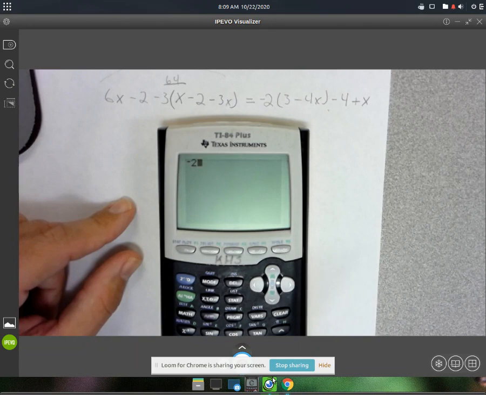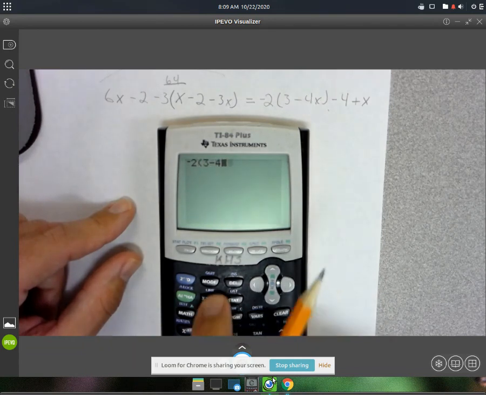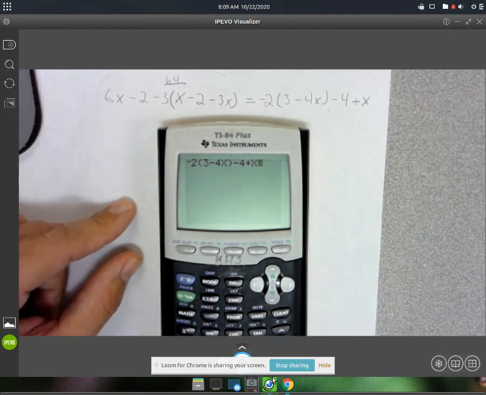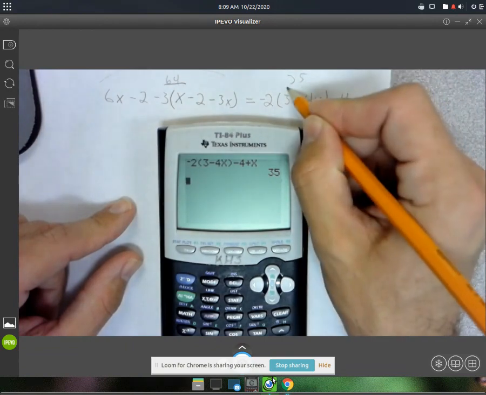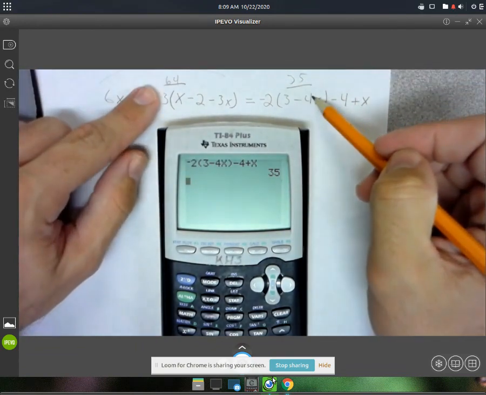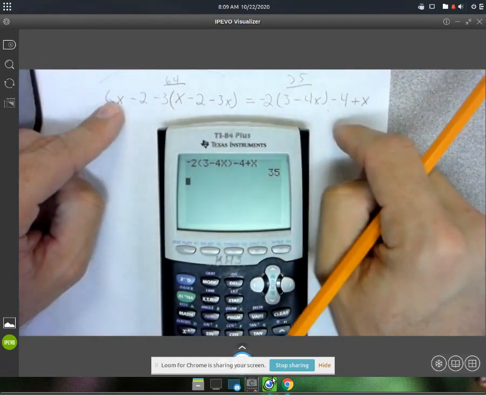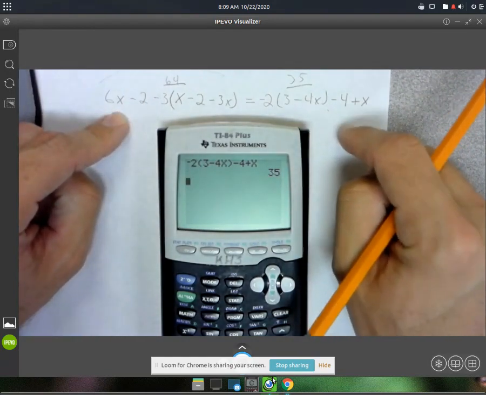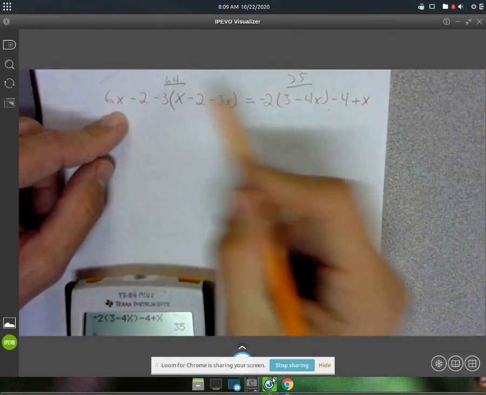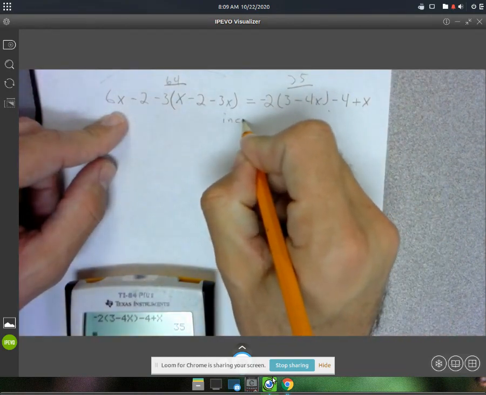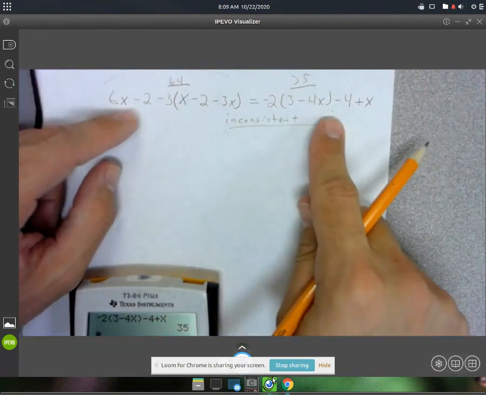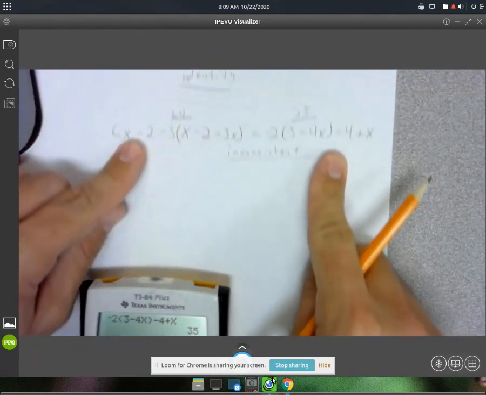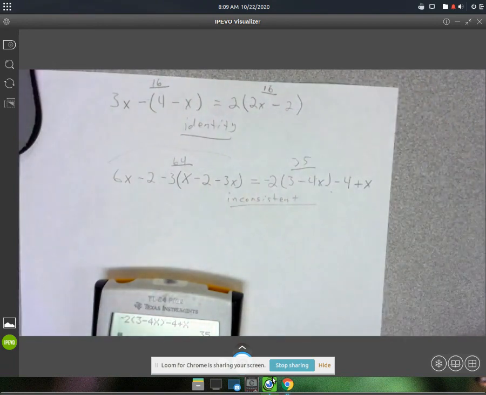Negative 2, 3 minus 4x minus 4 plus x. That gives me 35. So when I plugged in 5, it did not satisfy this equation. And since we were just trying to determine if it was an identity or inconsistent, since they do not equal each other, we know that it is inconsistent. Or we could say that there is no solution for this equation, right? And for the top one, we could have said that there's infinitely many solutions.